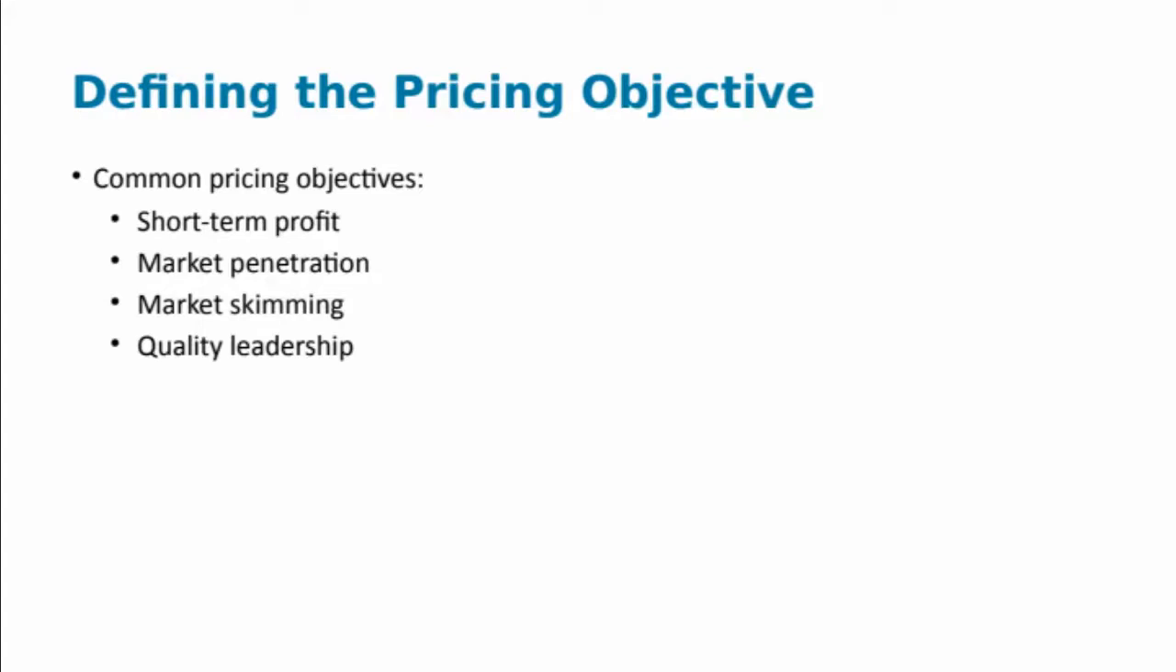In defining the pricing objective, the company first decides where it wants to position its market offering. The clearer a firm's objectives, the easier it is to set price. Four common pricing objectives are current profit, market penetration, market skimming, and quality leadership.